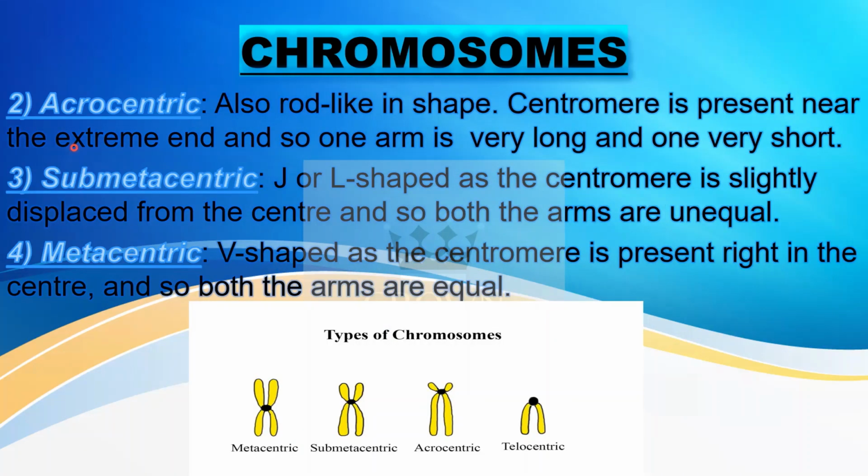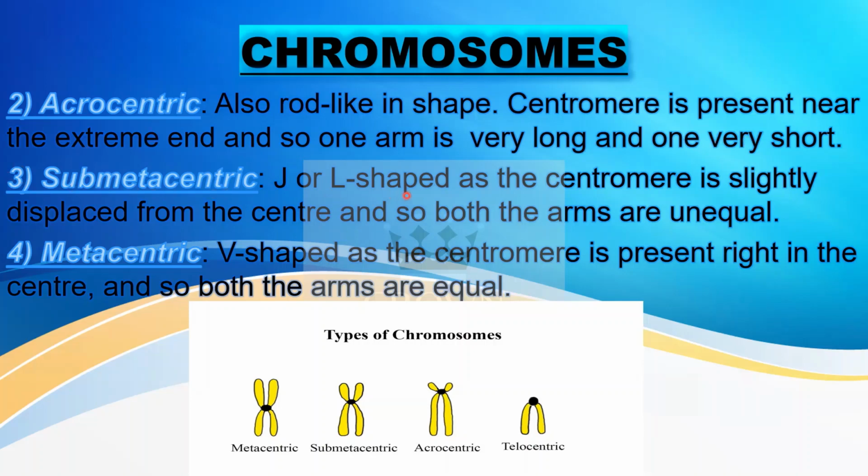The second type of chromosome is acrocentric chromosomes. These are also rod-like in shape, just like telocentric, but the difference is the centromere is present near the extreme end, so one arm is very long and the other is very short. The third type is submetacentric chromosomes.